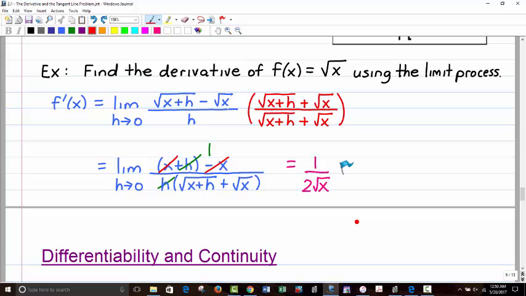I certainly don't care about rationalizing the denominator. Some other instructor might, but I certainly wouldn't.